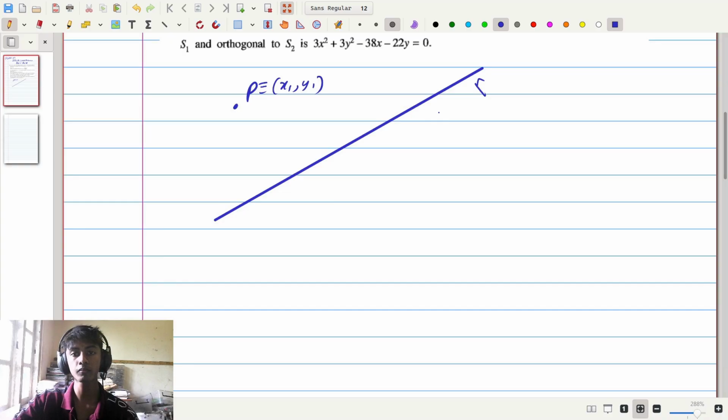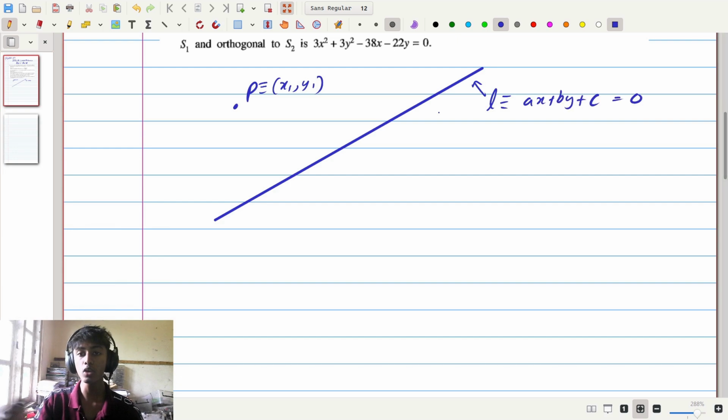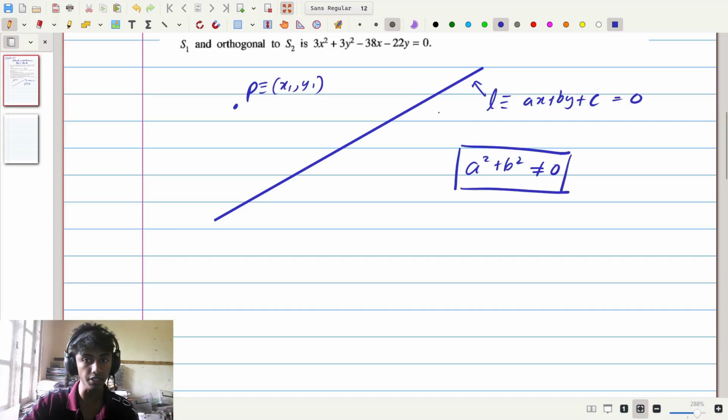So this line L is given by ax + by + c = 0, and if this is a line of this form, we must have a squared plus b squared not equal to 0. The reason you must have this is because if you do not have this, then both a and b could be 0 at the same time, which would lead to our equation of the line L not being a line. Because if a and b are both 0, then we just have these two cancelled, leaving us with just c = 0, which doesn't mean anything. So therefore, a squared plus b squared cannot be equal to 0.